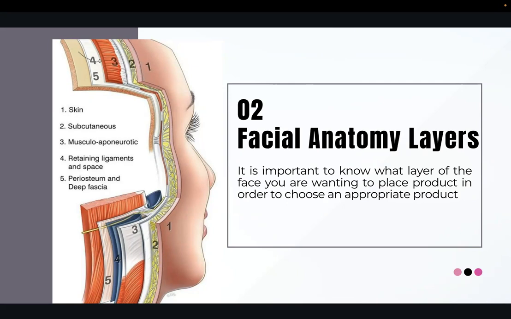So whenever you are choosing a product, you need to select an appropriate G prime. Remember that G prime is the thickness or the viscosity of the filler. The higher the G prime, the thicker the filler.